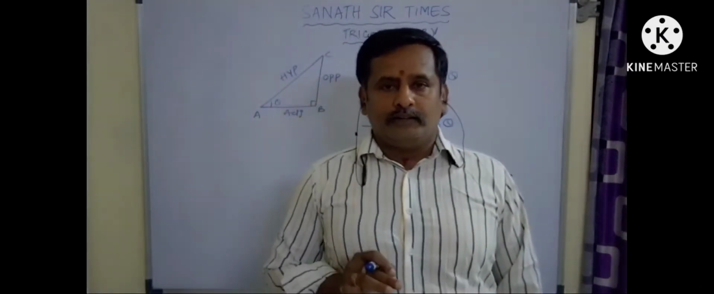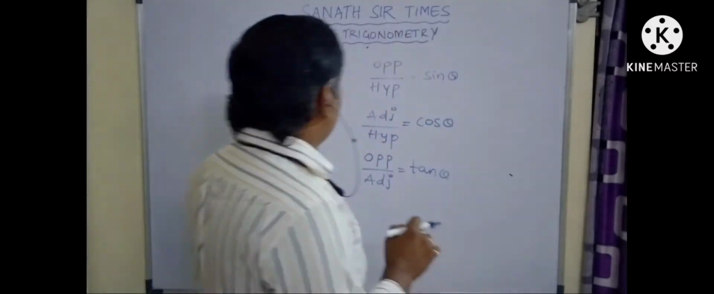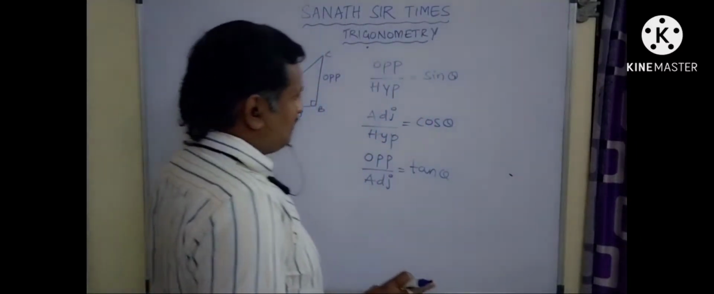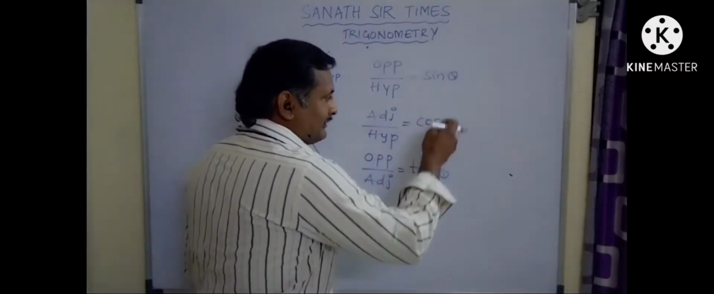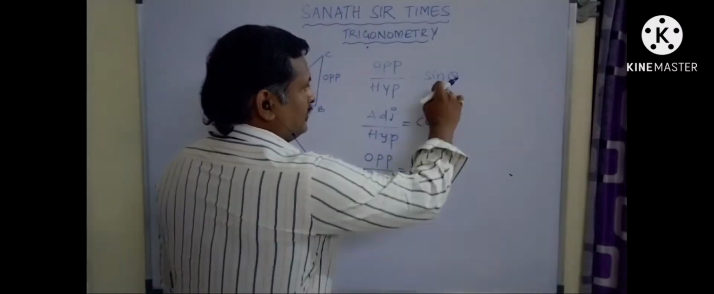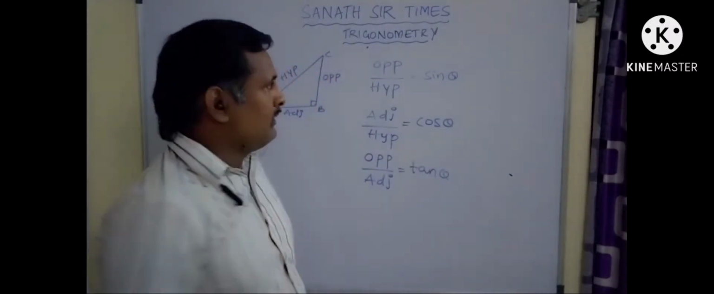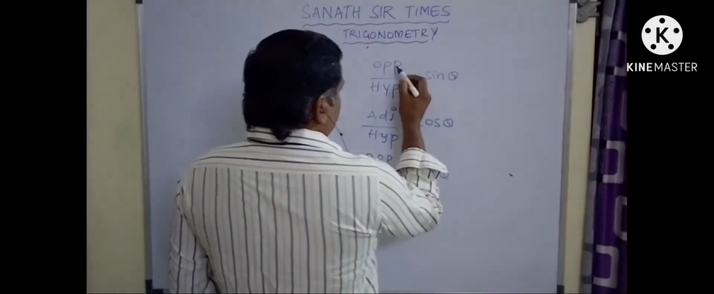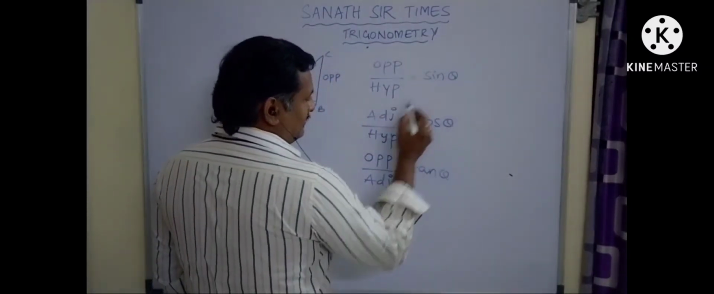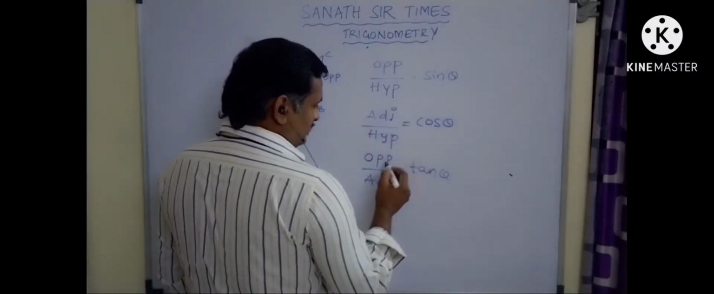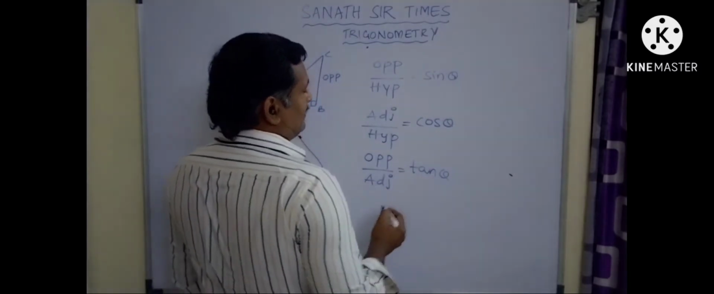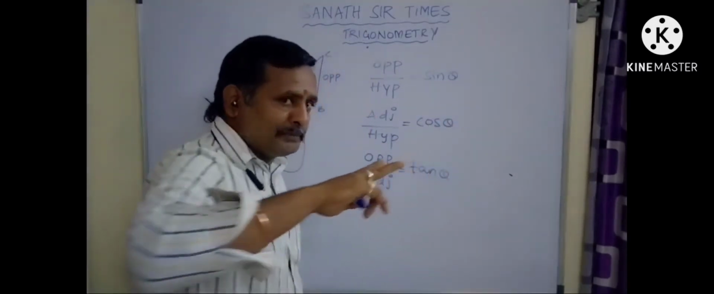So these are the three main characters of the film called trigonometry. Let us treat it as a picture. Trigonometry is not a mathematical concept, it is a picture. These are the first three characters: hero, heroine and a villain, right? Opposite by hypotenuse is sin theta, adjacent by hypotenuse is cos theta, and opposite by adjacent is tan theta.